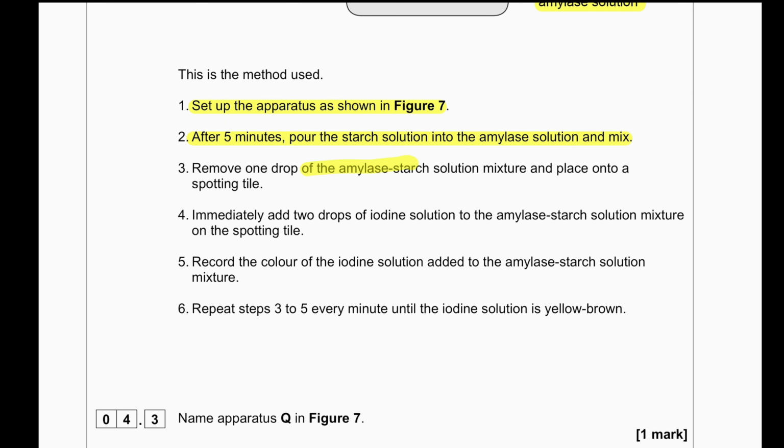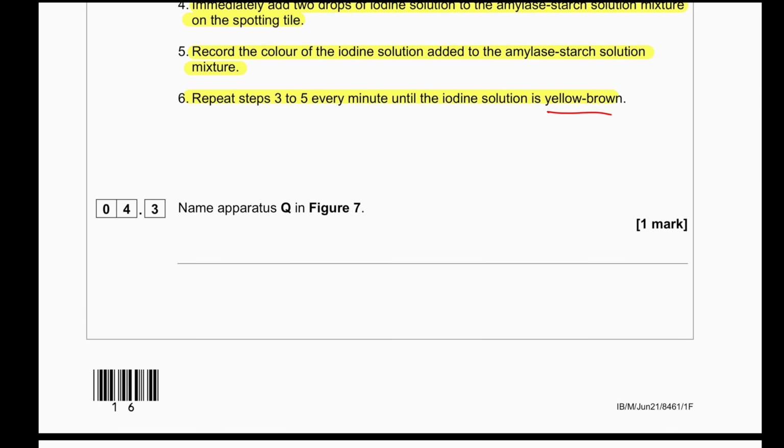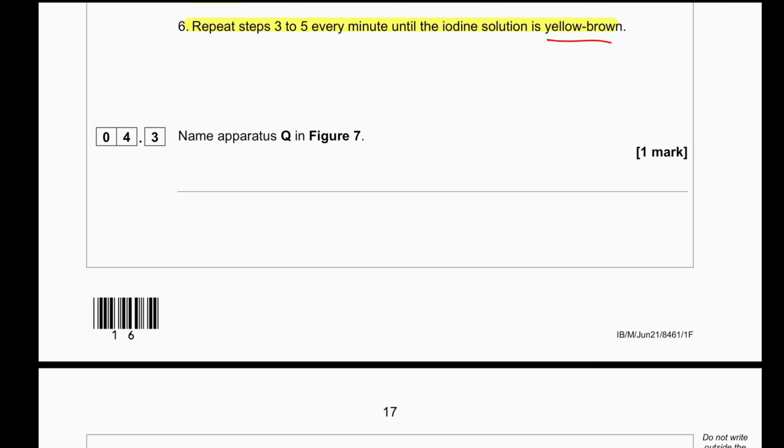Remove 1 drop of the amylase starch solution mixture and place it onto a spotting tile. Immediately add 2 drops of iodine solution to the mixture on the spotting tile. Record the color of the iodine solution added to the mixture. Repeat steps 3 to 5 every minute until the iodine solution is yellow brown. So technically we are performing an iodine starch test every minute. If the solution turns blue black, that means there is still starch present and the amylase did not finish its job. When the solution turns yellow brown, that means amylase has broken down all the starch, and the solution becomes yellow brown because iodine has a yellow brown color.